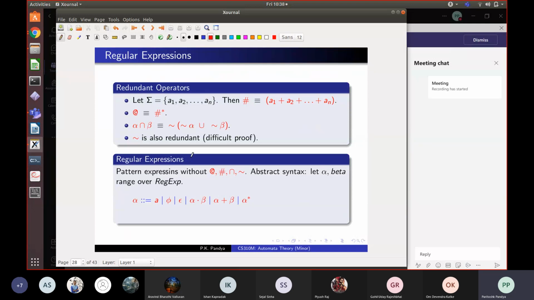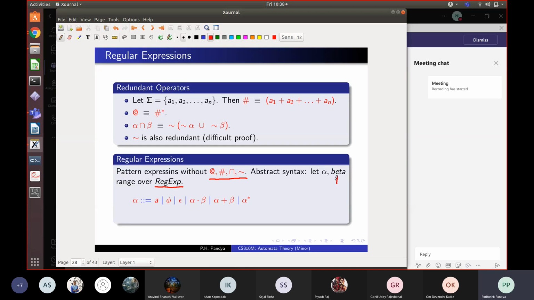What we will do is define a subclass of pattern expressions called regular expressions. In a regular expression, these operators are not allowed. So we have a simpler class of expressions: pattern expressions where we don't make use of these operators. This kind of pattern will be called regular expressions, or regex for short.